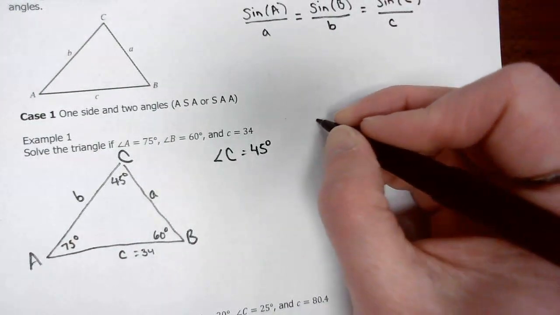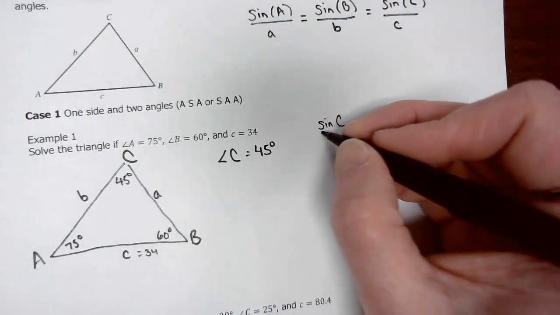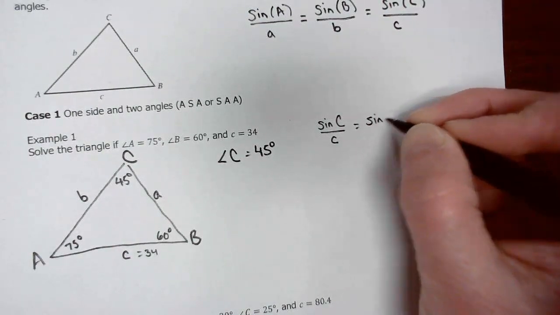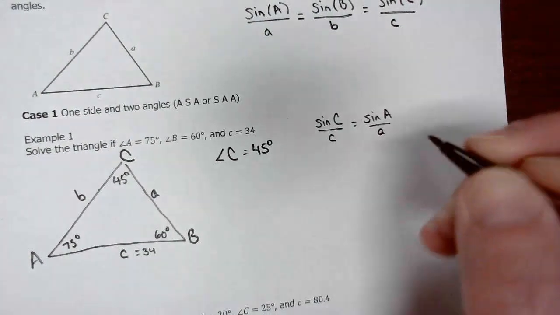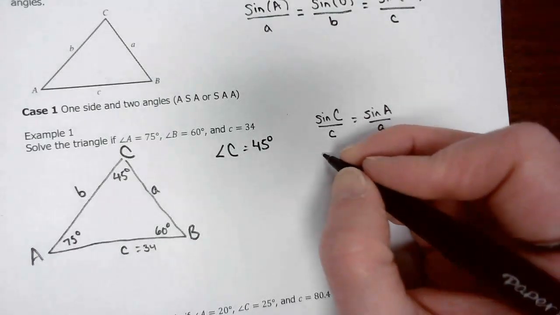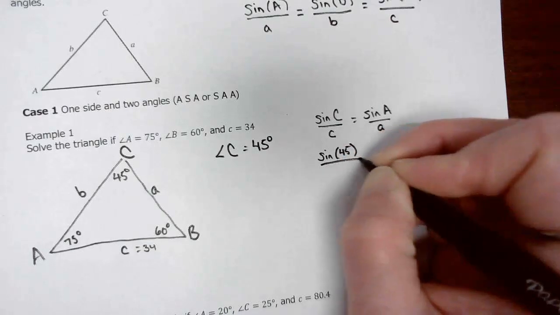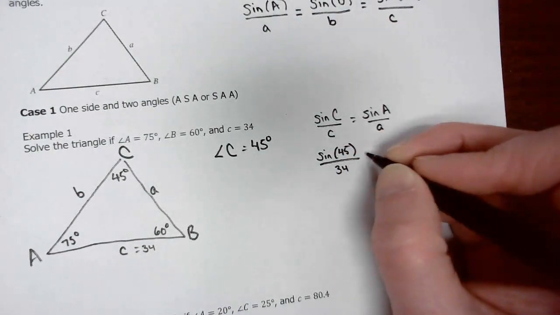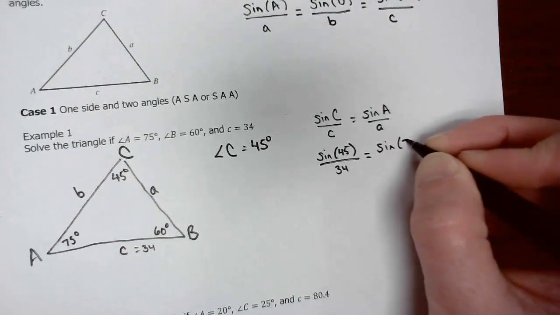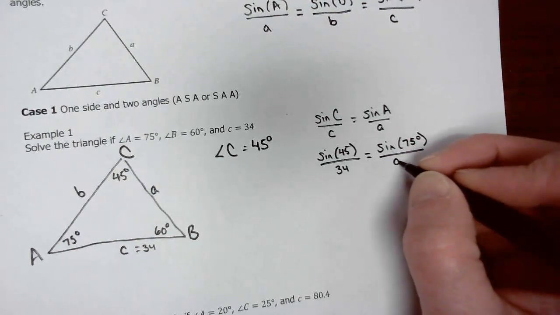So I'm going to start with the sine of C over little c, and I'm not going to do the parentheses right now, just to set this up. Sine of A over little a. Now just remember, every time you do this, your angle will always be in parentheses. I'm just being a little lazy. So sine of 45 over 34 is going to be in the same proportion as the sine of angle 75 degrees is to the side across from it, which is little a.